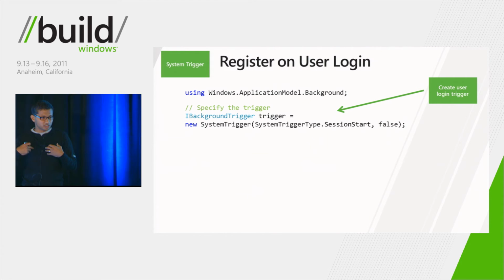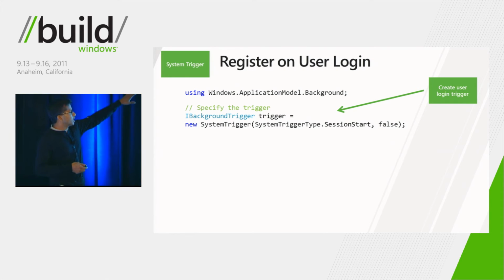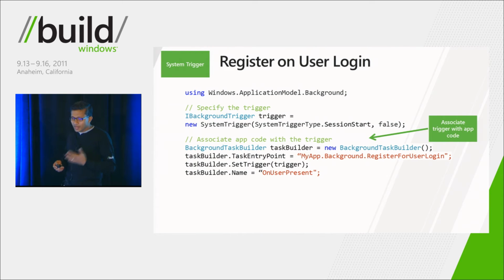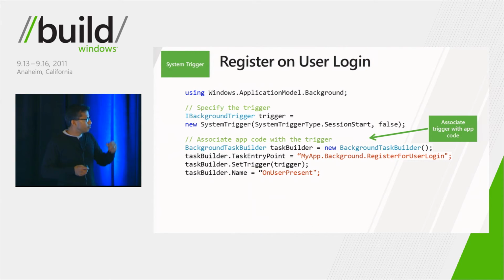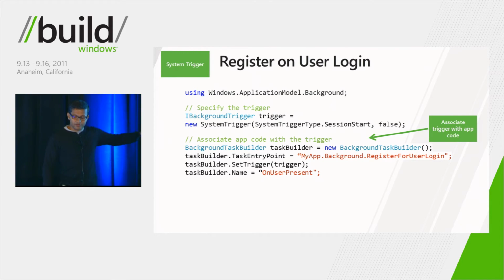In this, you've registered with us. The first thing you're going to do, like I told you, is register, right? So you're creating the system trigger type session start, which is the user login, really. And then you're going to use the background task builder class, which is part of ApplicationModel.Background. In this, you have a task entry point. This is where you specify the class, saying RegisterForUserLogin is the class that I want you to run, right? We're going to see how you implement the interface in that.